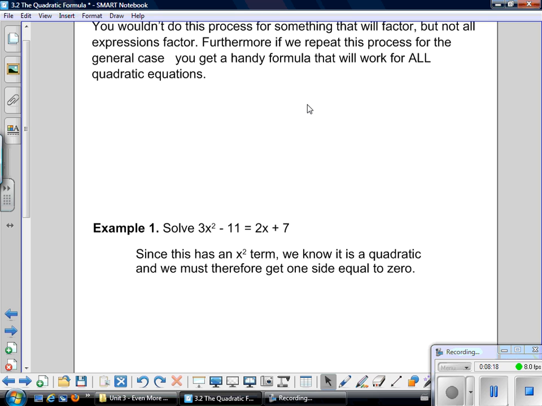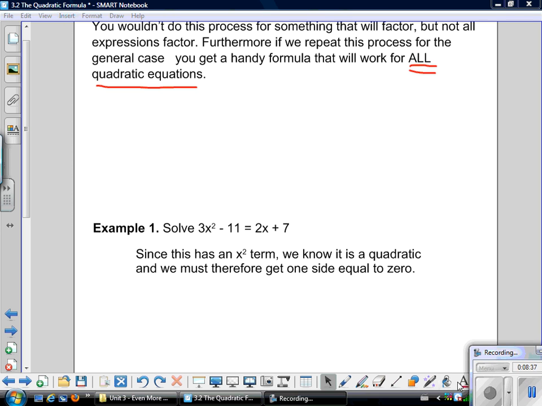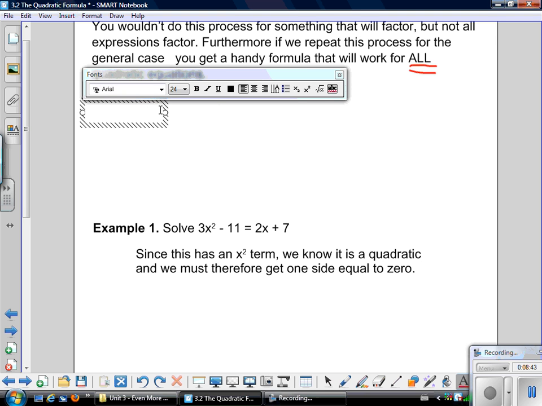So if we actually completed the square and solved, just like we did with real numbers, we end up with a handy formula that works for all quadratic equations when we're solving them. And it's called the quadratic formula. Now the quadratic formula is kind of like a monster, or at least I call it a monster.